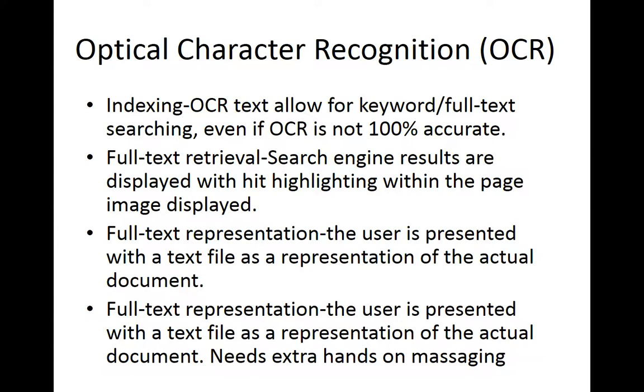Indexing OCR text allows for keyword or full text searching. So if you want to index a collection of documents in your digital library, you need a way to index them. Indexing software cannot index images. It needs some kind of keywords, or in this case text that's been OCR'd, and it can do that even if it's not 100% accurate. Even if you get 80%, 90%, anything really, the indexing software will run with that and create an index from it, and that's what allows for keyword searching.